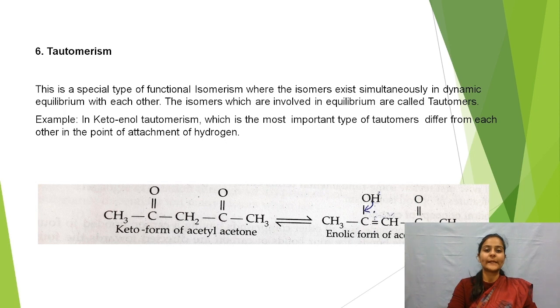As you can see in the examples, I have shown the keto form of acetyl acetone and also the enolic form of acetyl acetone. There is a difference in the point of attachment of hydrogen, which I have represented with an arrow in the example. Both of these compounds are isomers of each other and in dynamic equilibrium with each other.